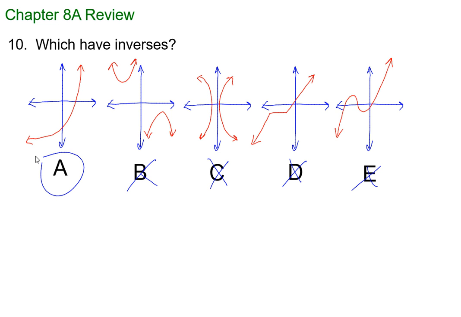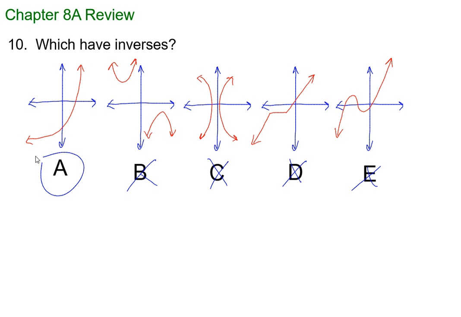No. B through E all fail the horizontal line test, meaning none of those are in a one-to-one correspondence. Therefore, they do not have inverses unless we restrict the domain. That's a whole other story. Straight up, they don't have inverses. Okay? Any questions on that before we roll on?